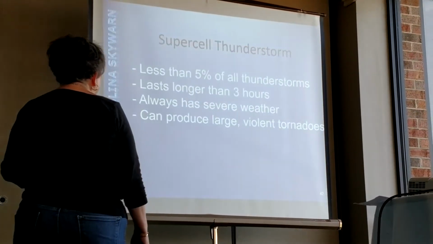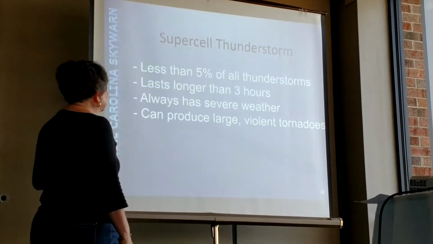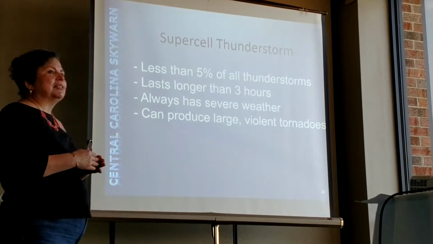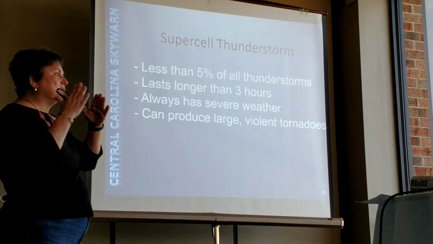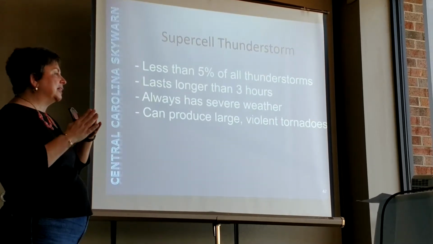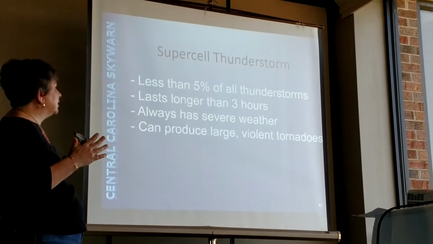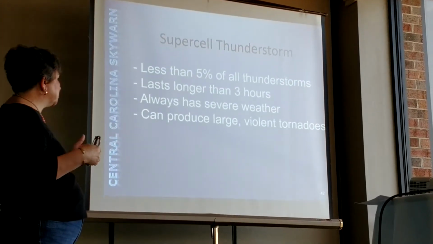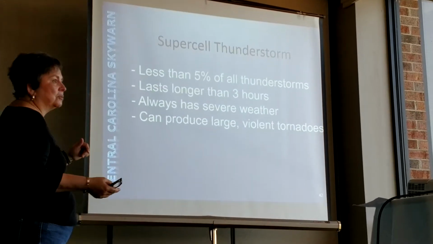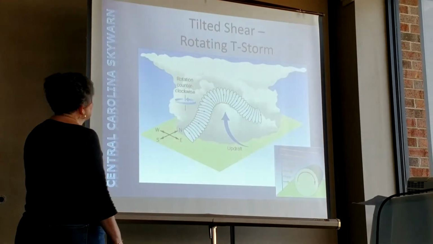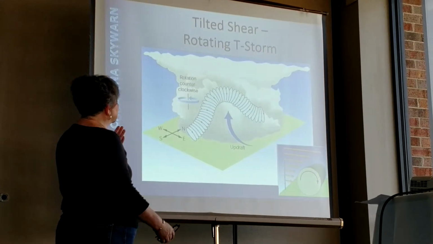Okay. All right, supercells, less than 5% are supercells. Supercells have a rotating updraft, and their downdraft and updraft are very well separated, so it enables them to live longer. You can always expect damage with a supercell. They can produce large, violent tornadoes. And we're going to look at the structure. How does a supercell form?